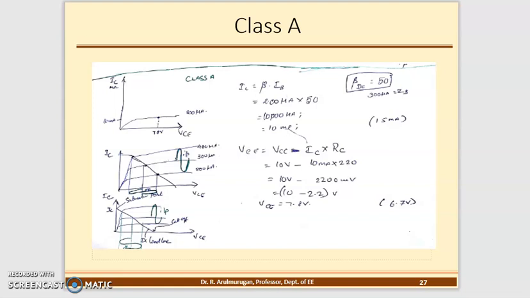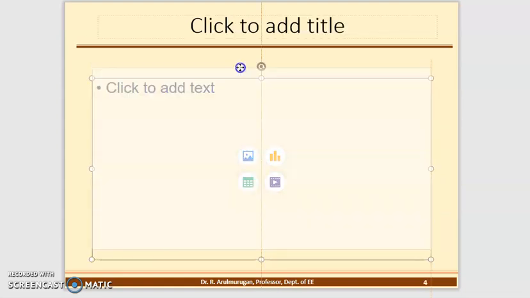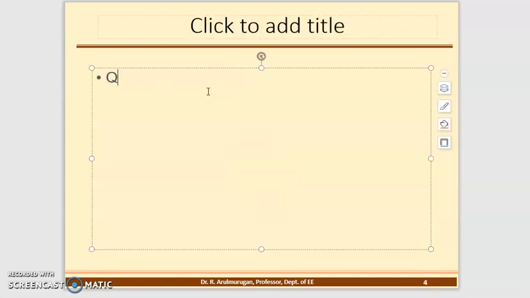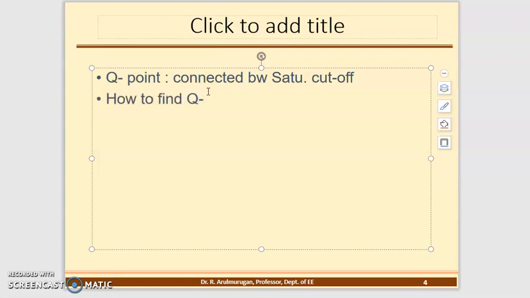So this is the part we have discussed up to now. What are the points so far? We discussed the Q point. The Q point is nothing but a point between the two points, saturation and cutoff. Next question: how to find the Q point? There are two formulas.